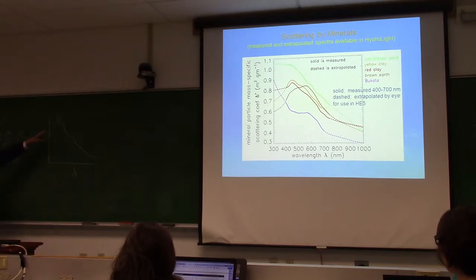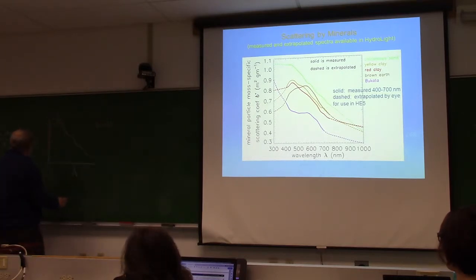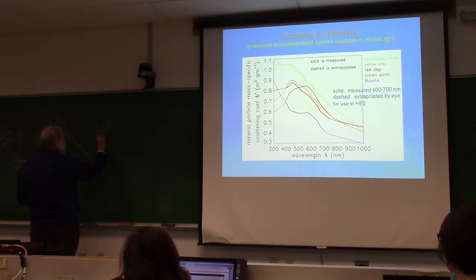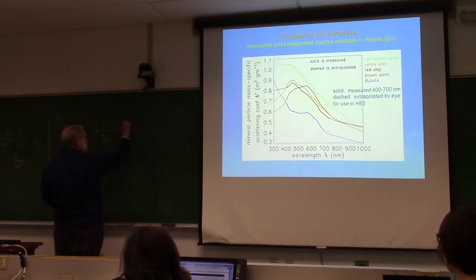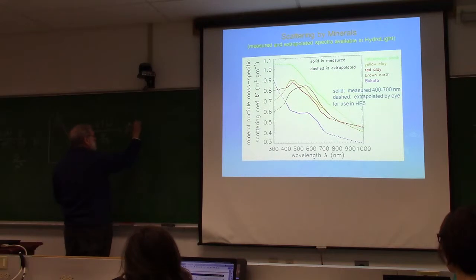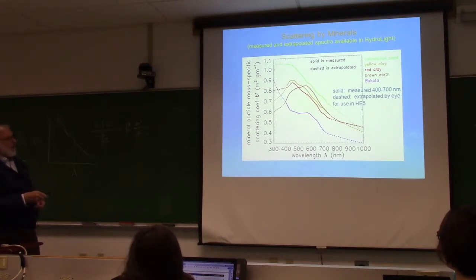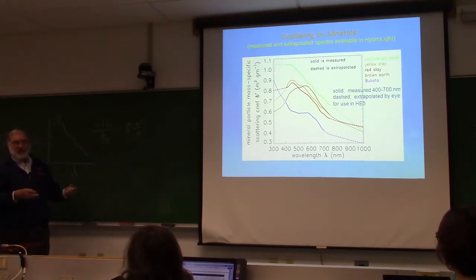So now you take the B, which is in 1 over meters, and you normalize it by the concentration. The concentration is in grams per cubic meter, and so this gives you the mass-specific scattering coefficient, which has units of meter squared per gram. That's what's plotted here. And so I've got the shape of the curve independent of the actual concentration.